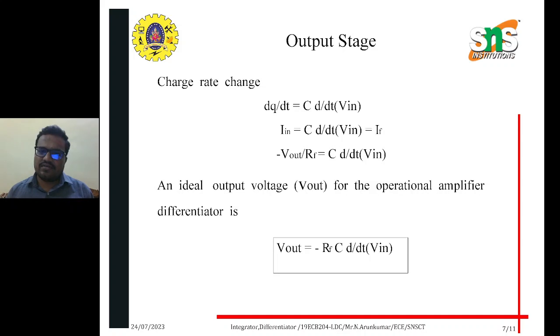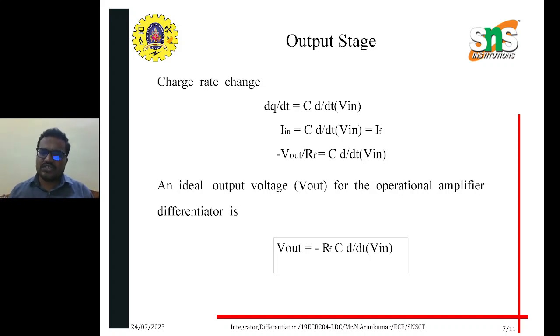Here dq by dt is the differentiation part. The output is equal to the input as C into d by dt into V. Then the current flowing through the circuit is equal to C into dV by dt of the input voltage. Here the final equation of the circuit is minus V out by RF, because the inverting terminal is connected to this capacitor, so we take it as minus V out by RF equal to C into dV by dt.